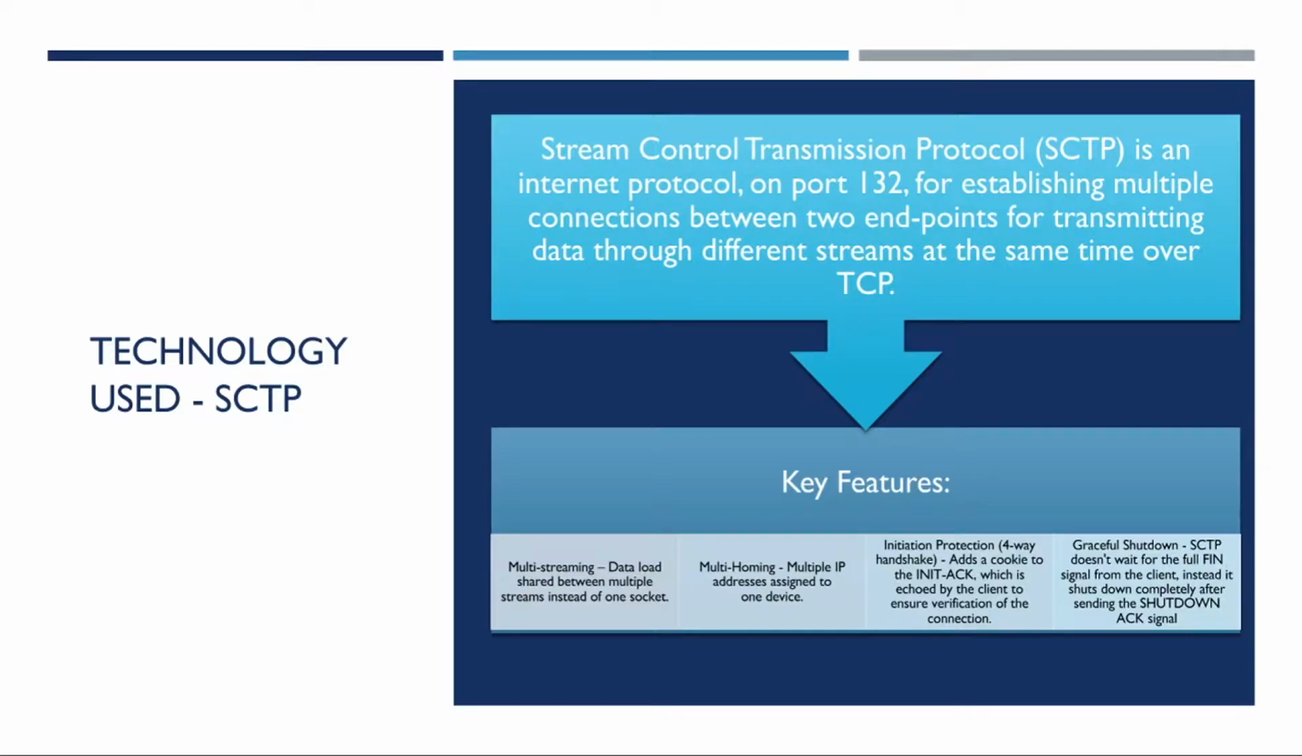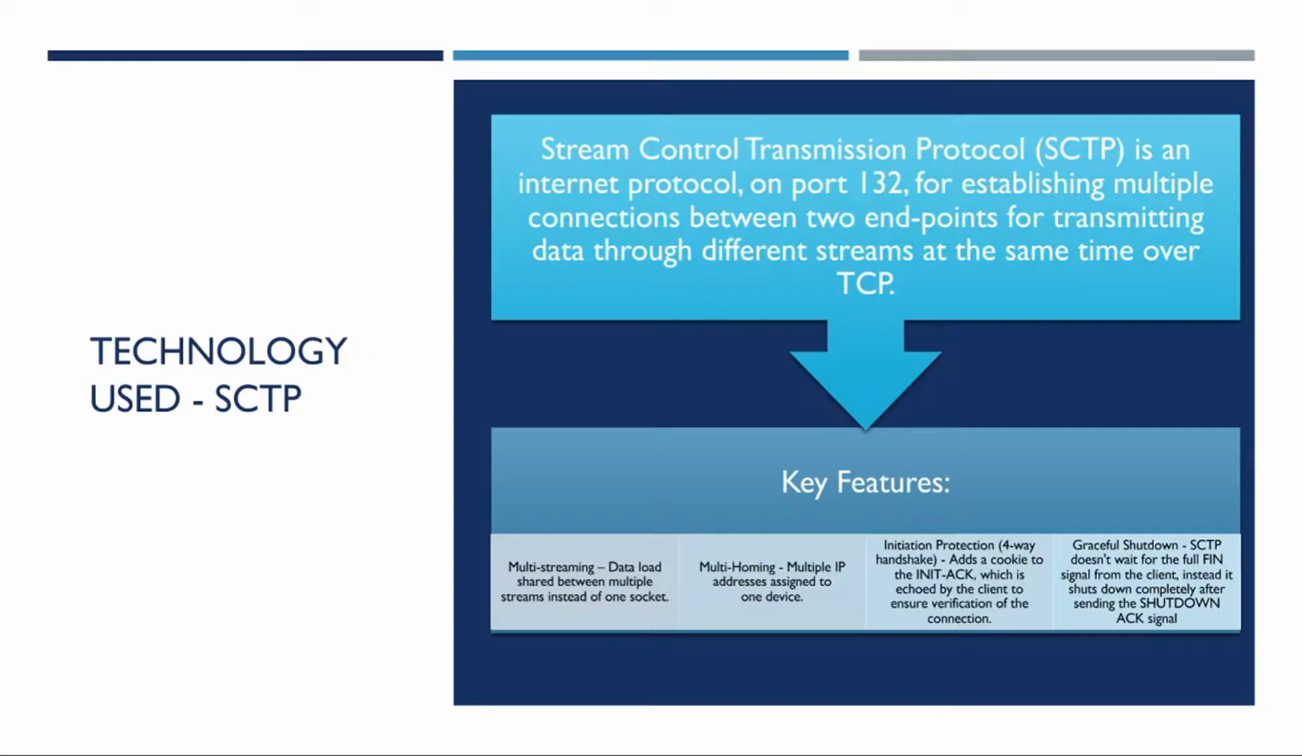Some of the key features, especially the key features that pertain to Spectre, are multi-streaming, which is a sharing of a data load over multiple streams instead of just one socket like TCP. Multi-homing, which is multiple IP addresses assigned to one device between the client and the server. That means that one client may have up to 3 or 4 IP addresses assigned to that one device.